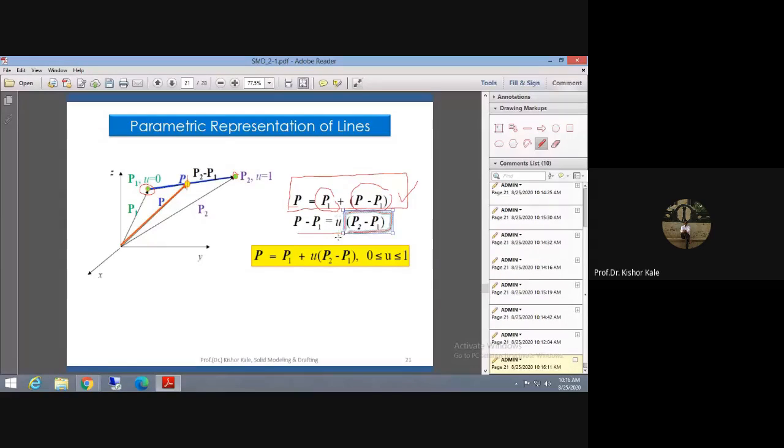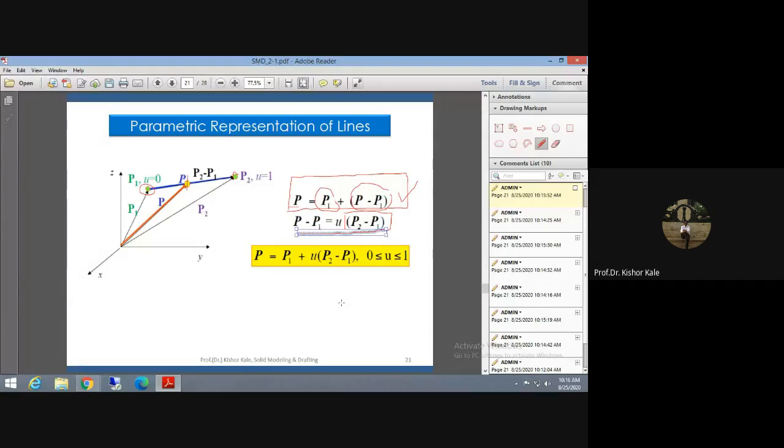What is U? U stands for what? This is a parameter. Yes, parameter. How does the parameter change? What is the value of U? You can find U. Here, U varies from 0 to 1. Correct?